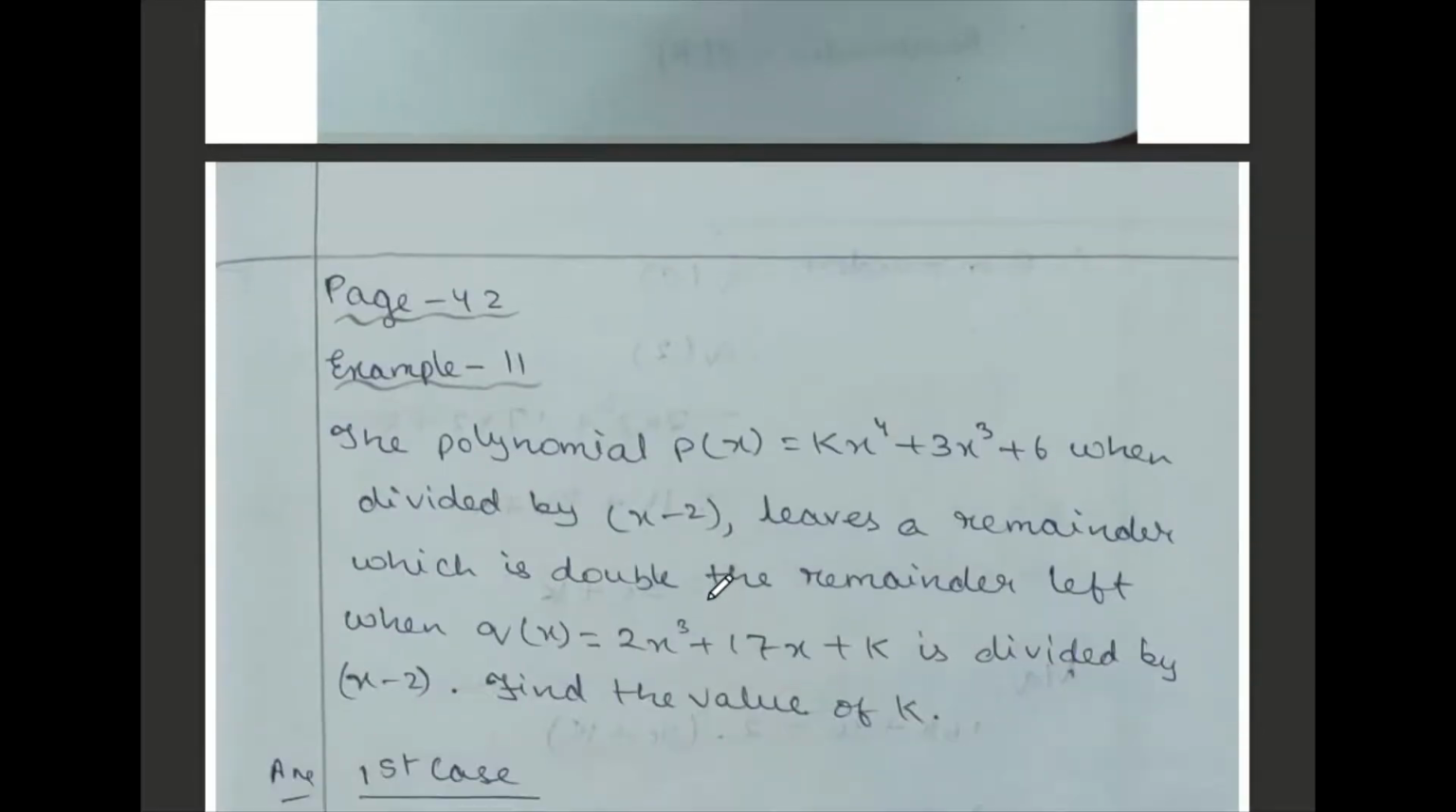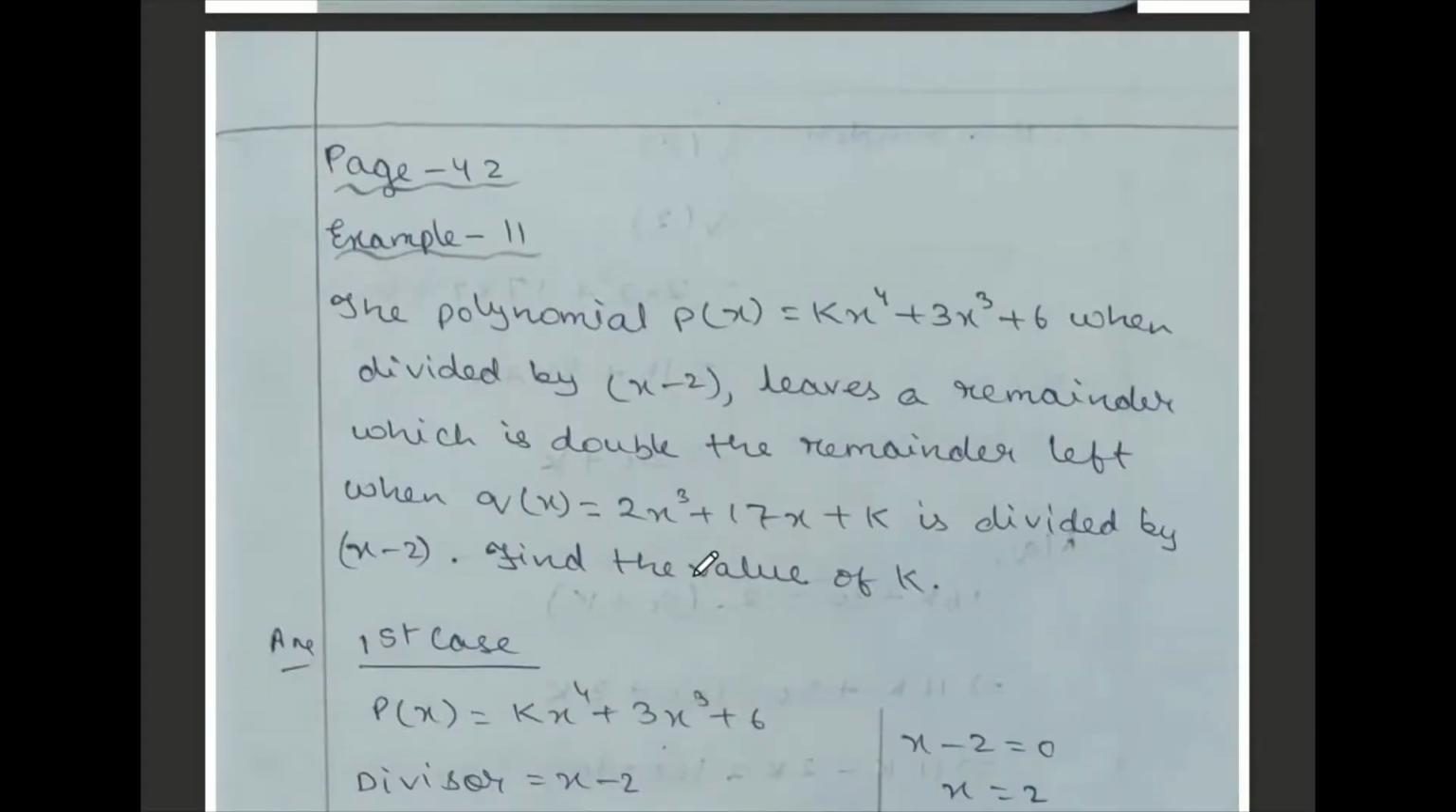Now along with this, one example I'll teach. Page number 42, example 11. Same category, same like question number 8. The polynomial P(x) is given this. When divided by x minus 2, it leaves a remainder which is double the remainder left when Q(x), that is another polynomial, is divided by x minus 2. Find the value for k.